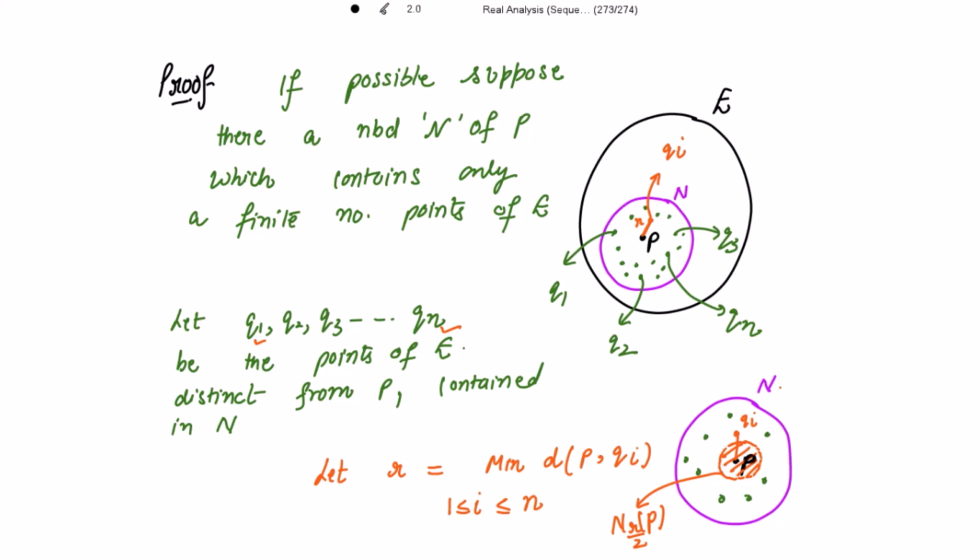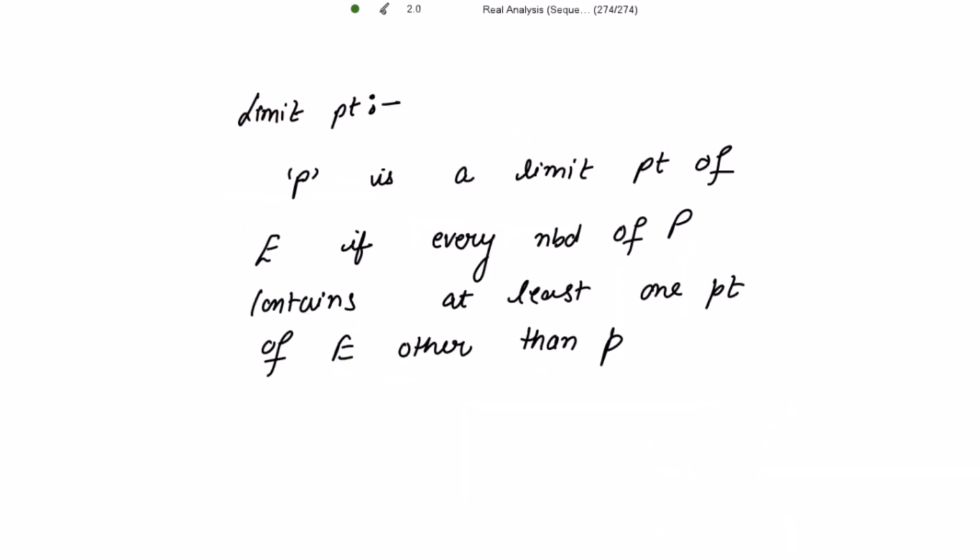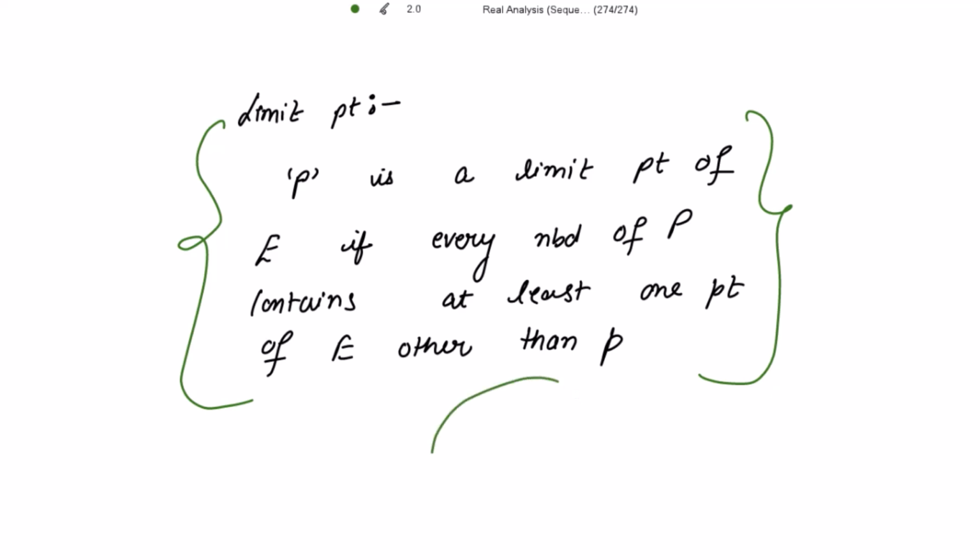But it is given that P is a limit point of E. This is your E, and P is a limit point of E. Now what is the definition of limit point? Let's recall it. P is a limit point of E if every neighborhood of P contains at least one point of E other than P. If this is your E and P is the limit point of E, then every neighborhood of P contains at least one point of E other than P. Let's say this be Q. There can also be a possibility of the limit point being outside this set, but its neighborhood must contain at least one point of E. Let's say Q1.